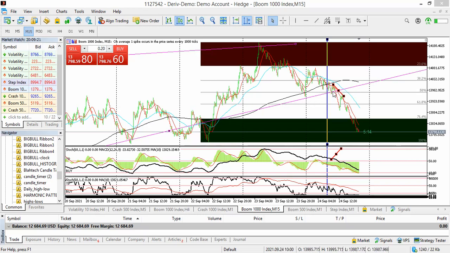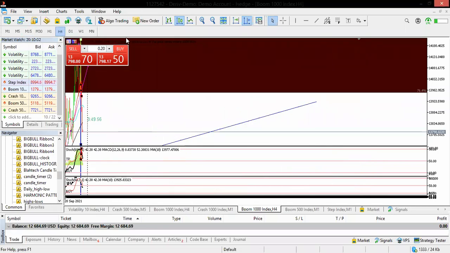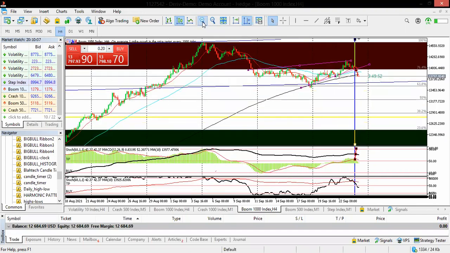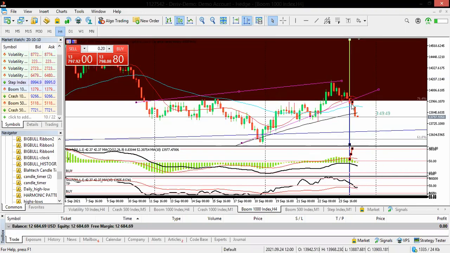The magenta line was broken. The magenta line was drawn on the 4 hours time frame. Don't forget, it was drawn on the 4 hours time frame, and it has been broken. Can you see it here? The candle closed below it, and that was why we entered sell.